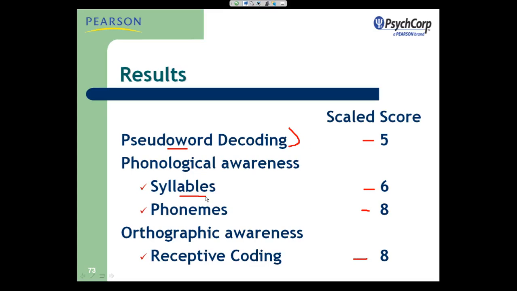Once we implemented that intervention, we monitored progress, and he didn't make very much progress, because I think what is really happening with this individual, you look at receptive coding, an 8, phonemes, an 8. Typically, if you think about phonological awareness, the ability to recognize syllables develops earlier than the ability to recognize the individual sounds. So it's unusual for a child to have a lower score on syllables than on phonemes.